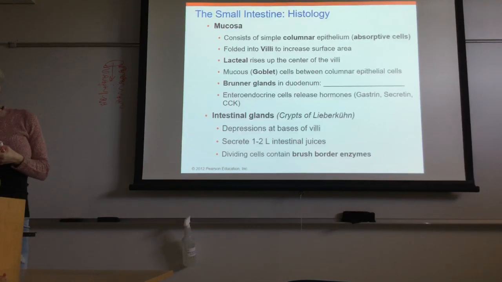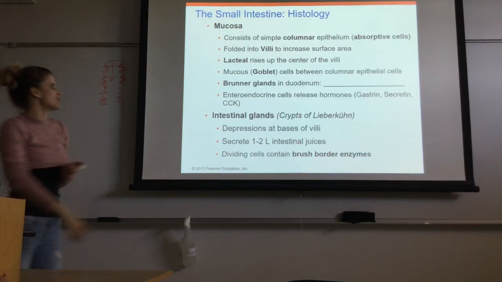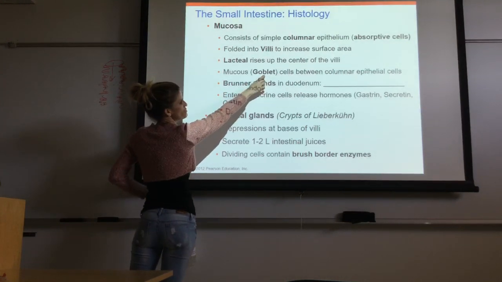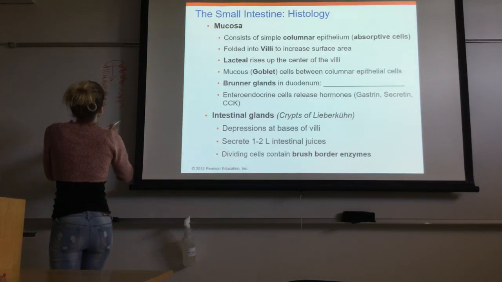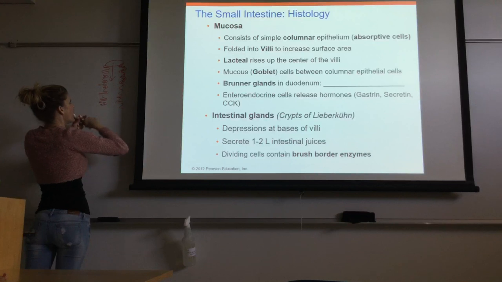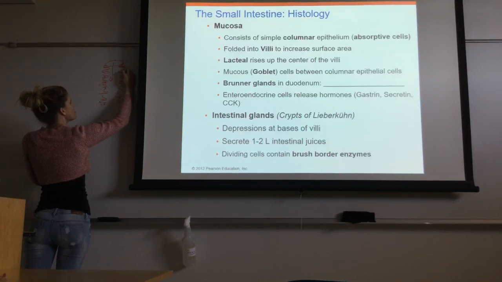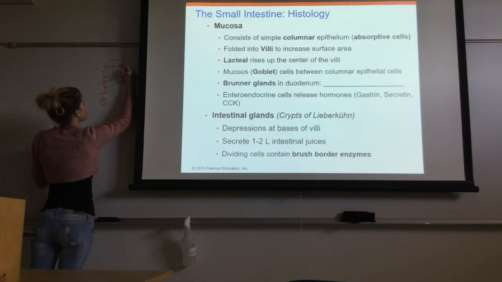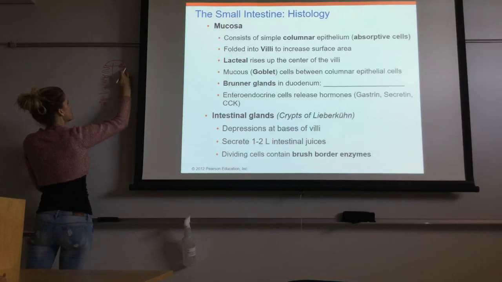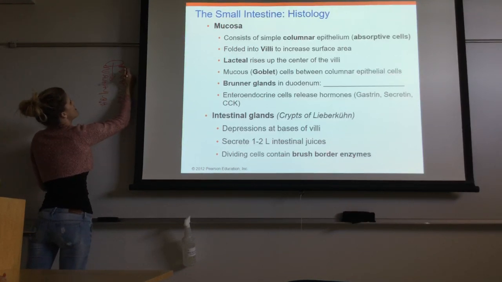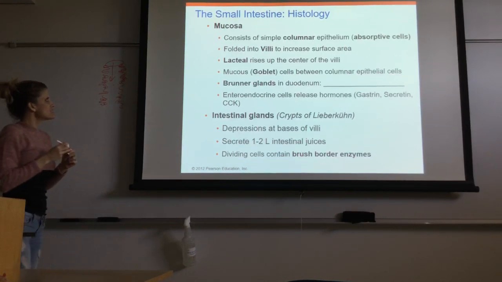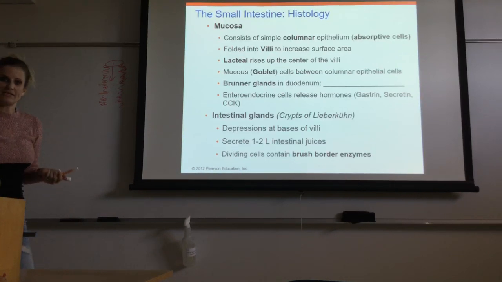We see that lining the small intestine, we have a lot of goblet cells that produce mucus. So you'll see the columnar cell, columnar cell, columnar cell, and then you'll see a goblet cell that makes mucus. Columnar, columnar, columnar, columnar, and then another goblet cell. And just like we see everywhere else, the mucus is protective.